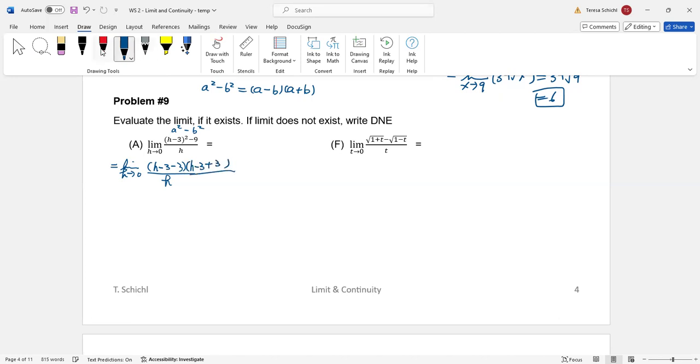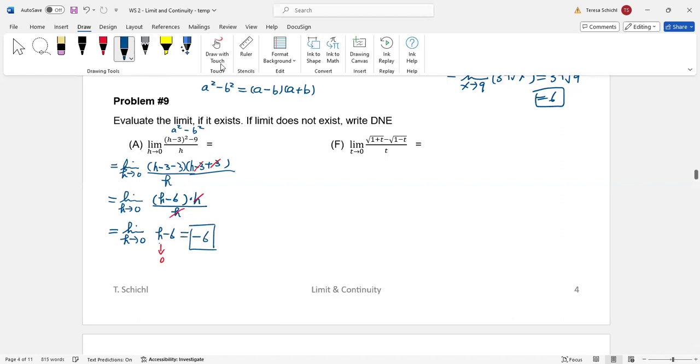Now you will see that the 3 and 3 cancel. So you have the limit as h approaches 0 of h minus 6 times h. Because we factored, the h and the h cancel. So we have the limit as h approaches 0 of h minus 6. That means h approaches 0, so what is the final answer? The final answer is negative 6.